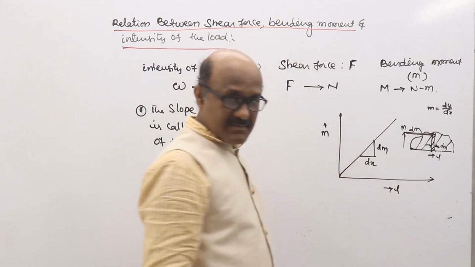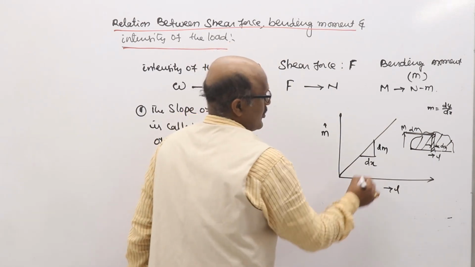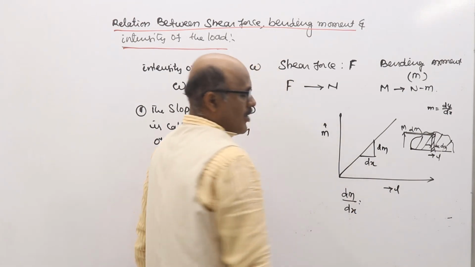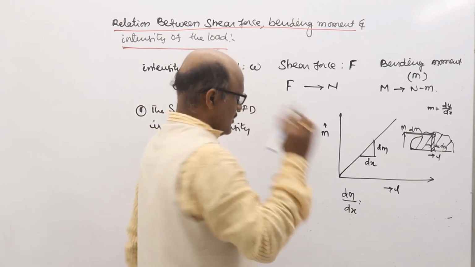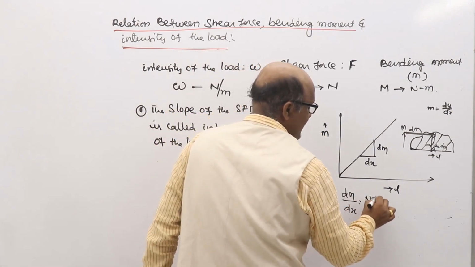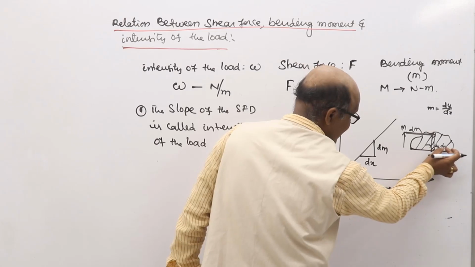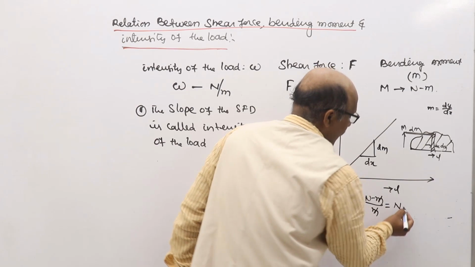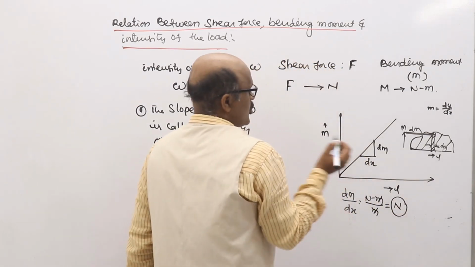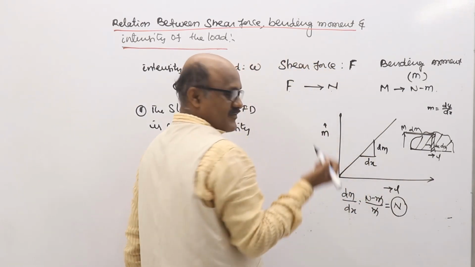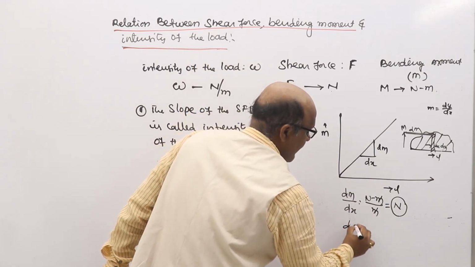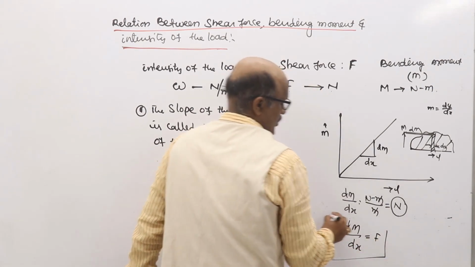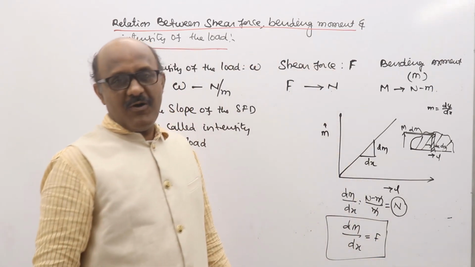Now it is like this. Now what is the slope here? dM by dx. So what are the units of moment? Newton meter. Moment units are Newton meter. Now the distance, the length of the beam, is in meters. Meter cancels, we are getting Newton. What is Newton the unit of? Newton is a unit of shear force. So now dM by dx is equal to F. So this is called shear force.